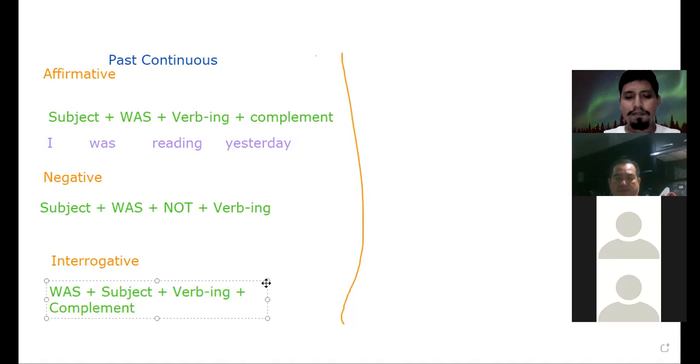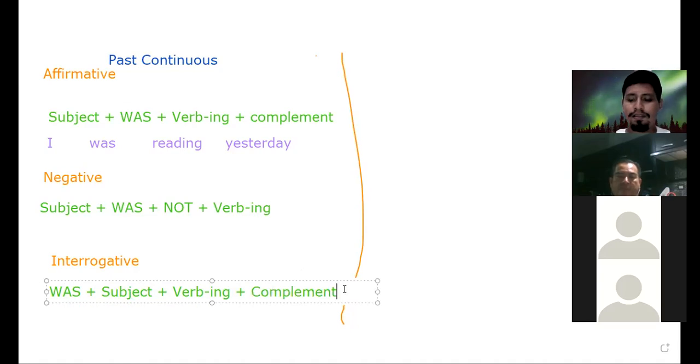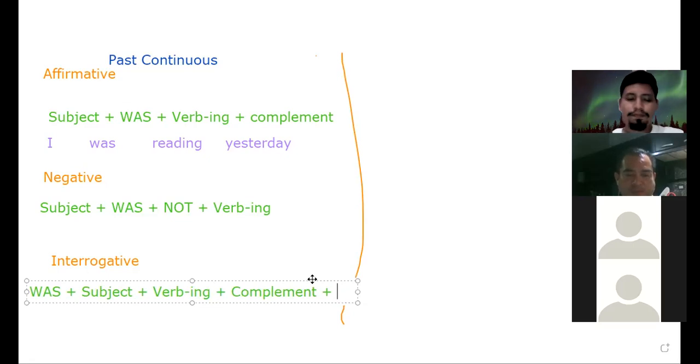But there's something missing here. Can you identify what is missing? There's something that in every interrogative sentence has to be added. Question mark. The question mark, exactly. We have always remembered that we need to add the question mark at the end of each of the questions that we're going to be structuring in English.